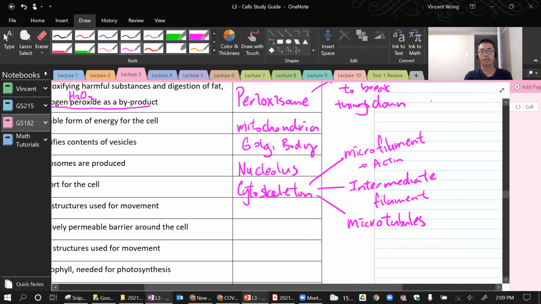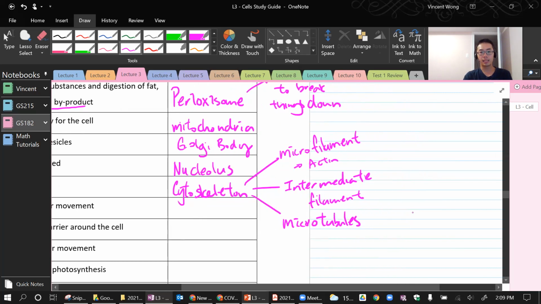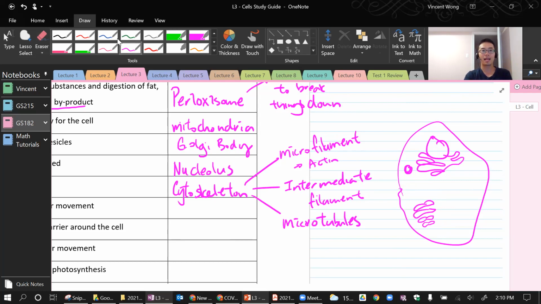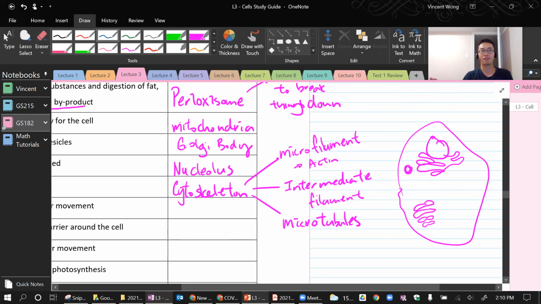microtubules. Okay, so in the cell, if you think about it, this is the nucleus. This is the endoplasmic reticulum. This is the Golgi body. You don't have to draw this, just chicken scratch, okay? So when a vesicle comes out from the rough ER, how does it know where to go to get to the Golgi body, right? It doesn't have legs or anything. If we rely on diffusion and chance, it might never get there.